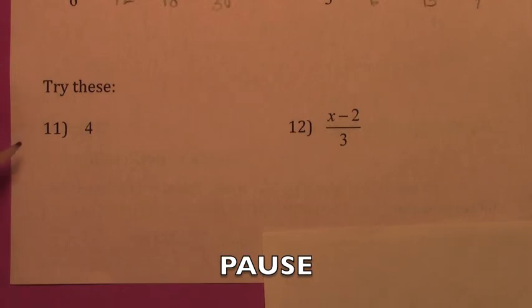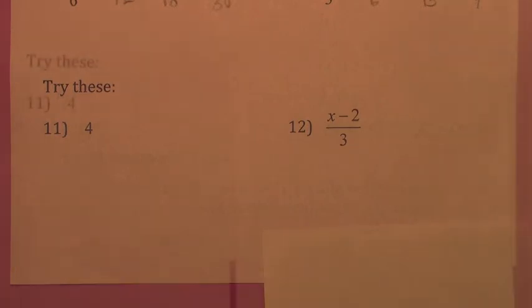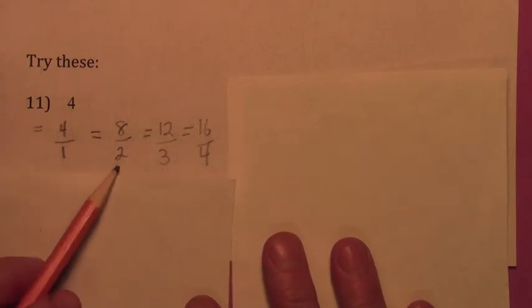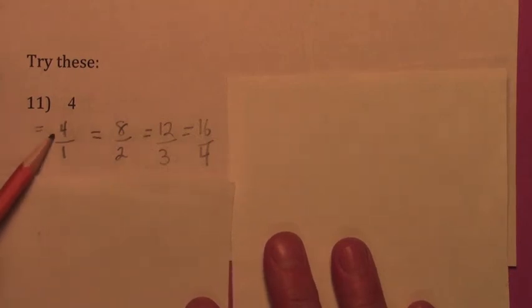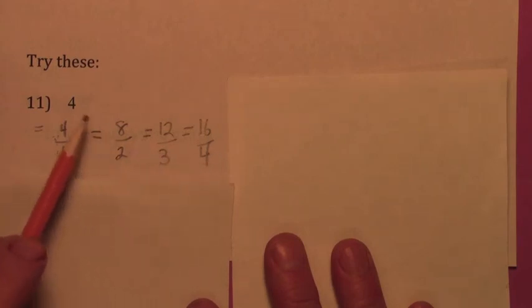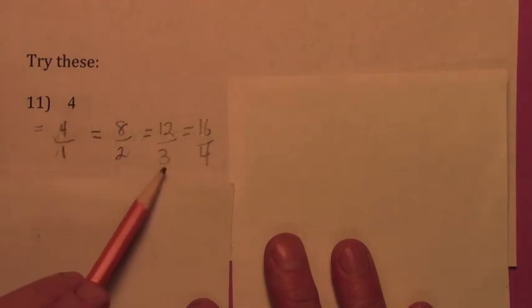The instructions are find 3 fractions that are equivalent. Okay, so here we go. 4, did you think of it as 4 over 1? That helps, doesn't it? So let's multiply top and bottom by 2, so you get 8 over 2, or top and bottom by 3. Go back to the first one. You'd get 12 over 3. If you multiply top and bottom by 4, you get 16 over 4. But there's lots of other answers. These 3 fractions are all equivalent to 4, all right?